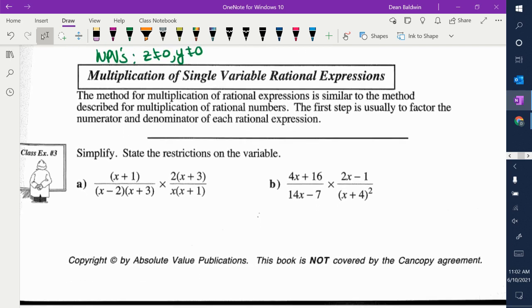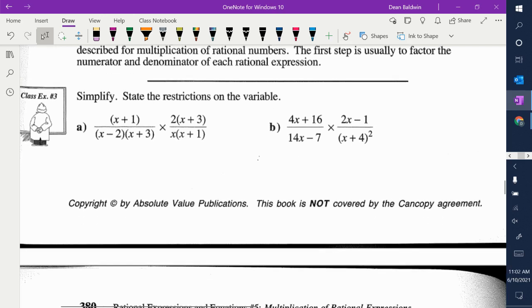So we have x plus 1 over x minus 2 times x plus 3, times 2 times x plus 3 over x times x minus 1. It's already in factored form. So when it's in factored form, write your NPVs right away. What are the NPVs? Go through. What makes this one 0? What makes this one 0? -1 and 0 because of that x there. So you have 4 NPVs, okay, or domain restrictions.